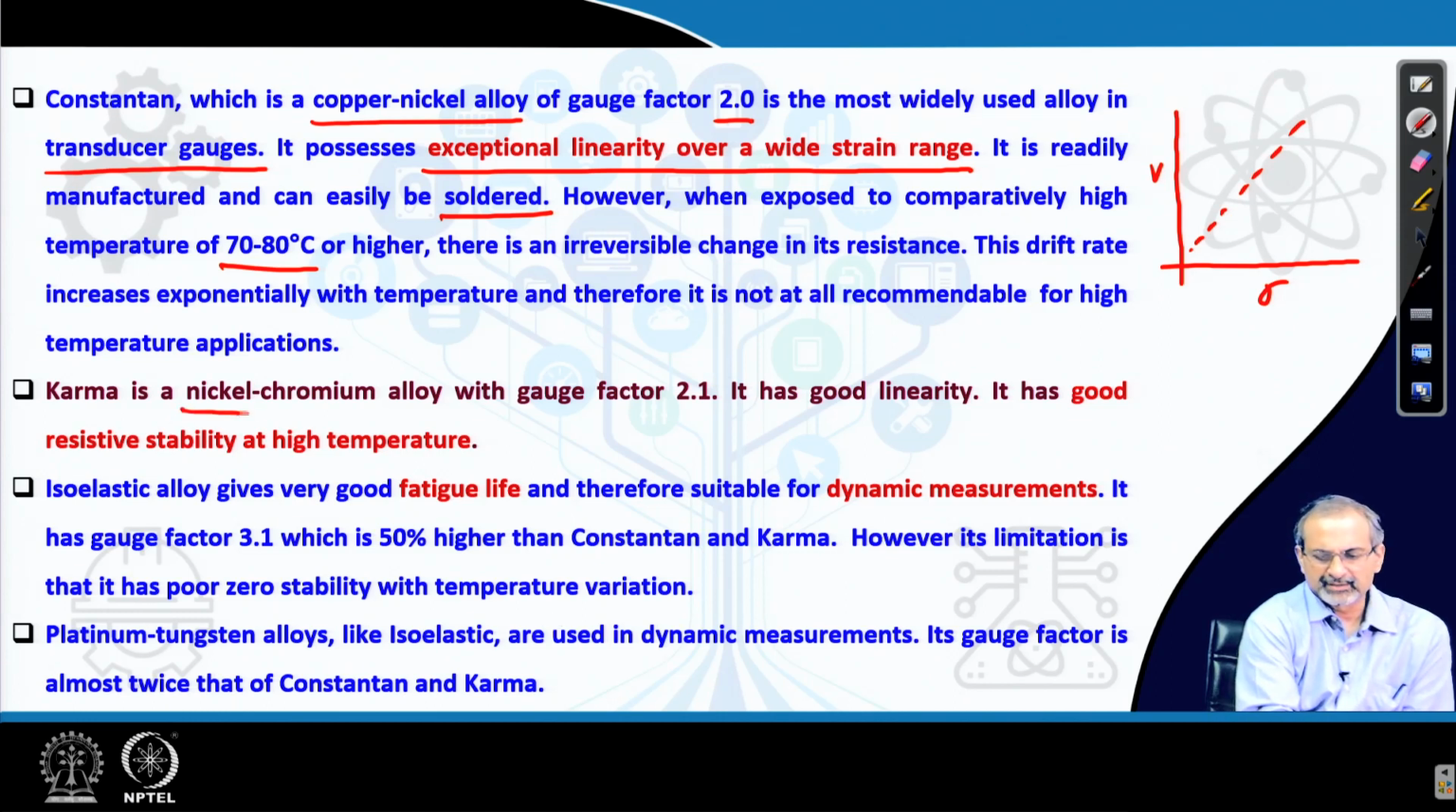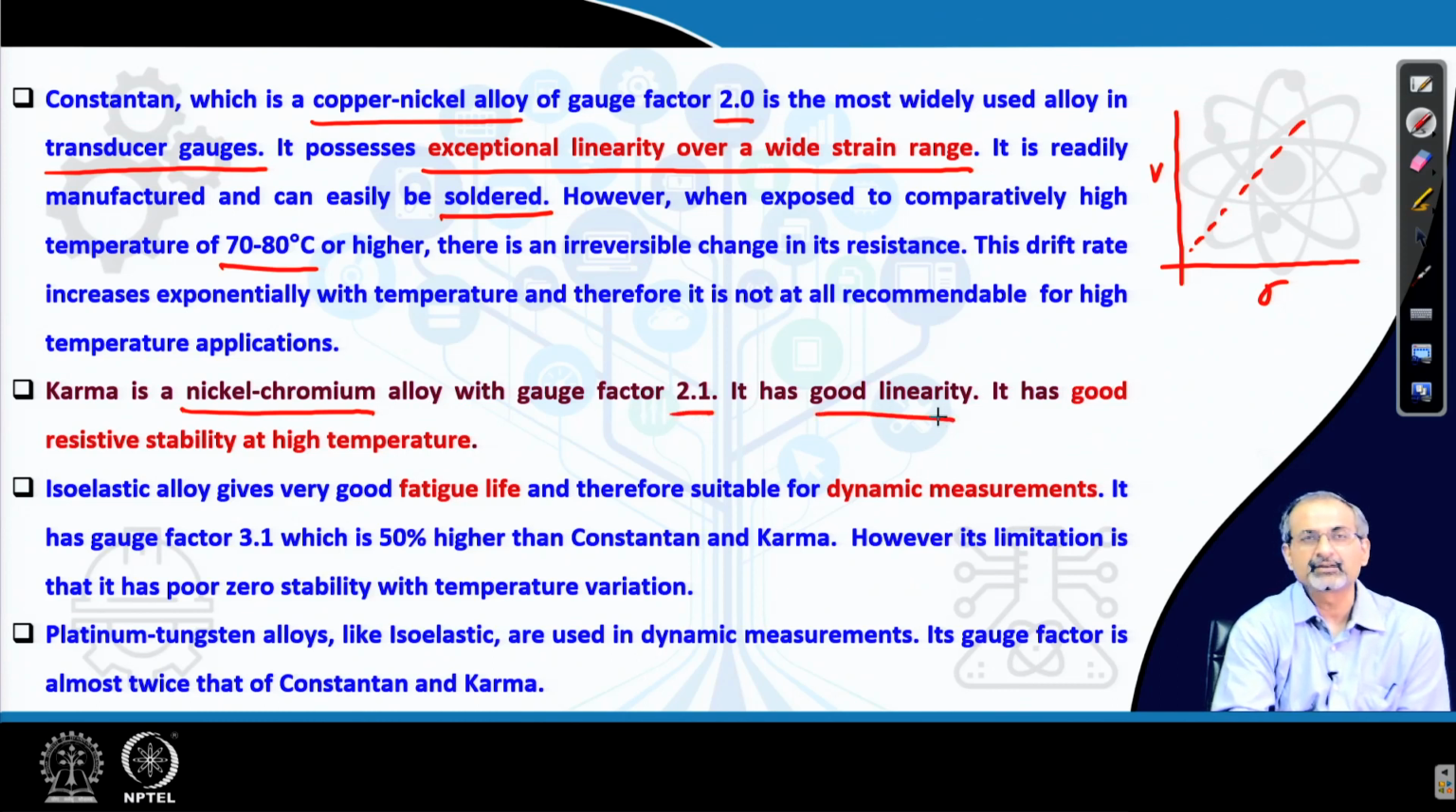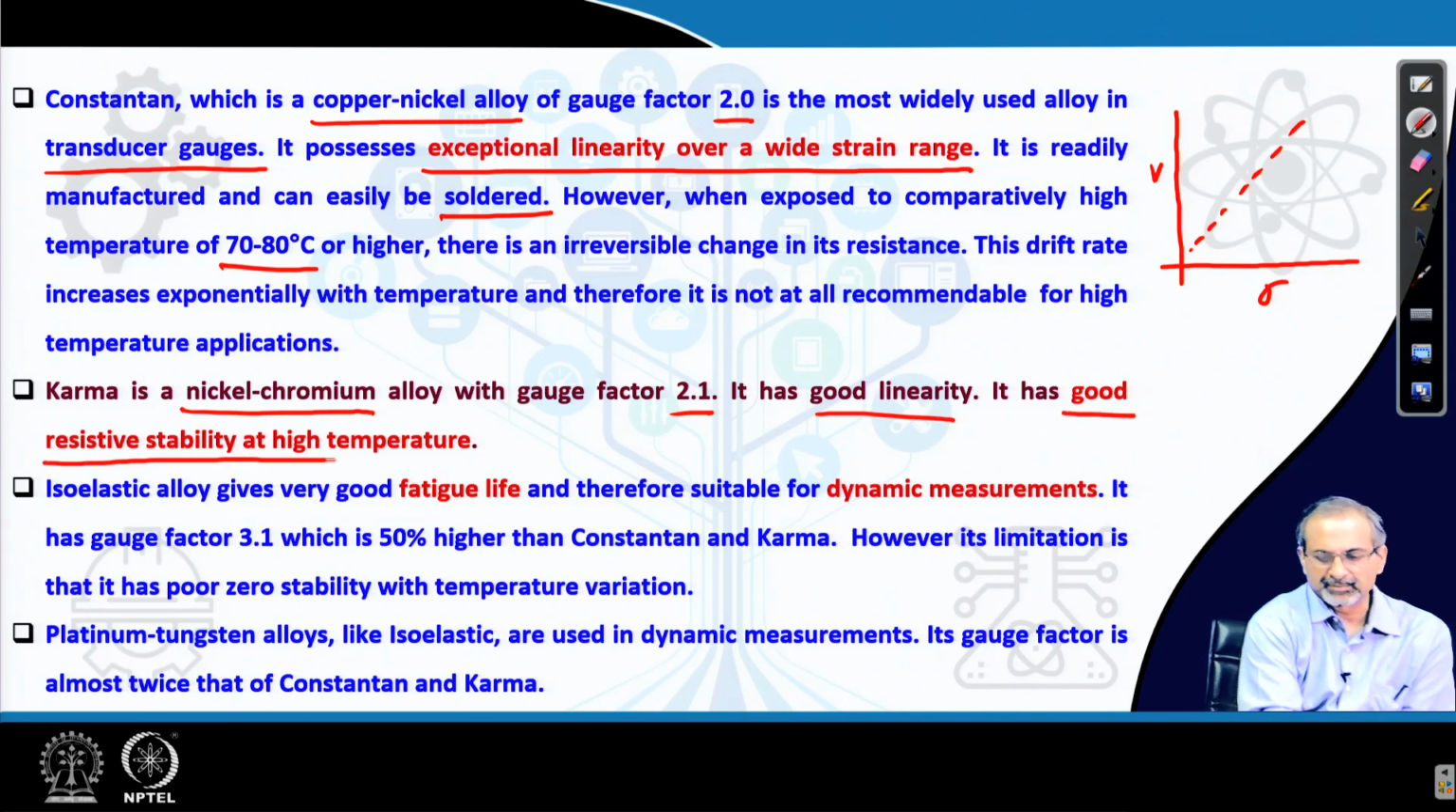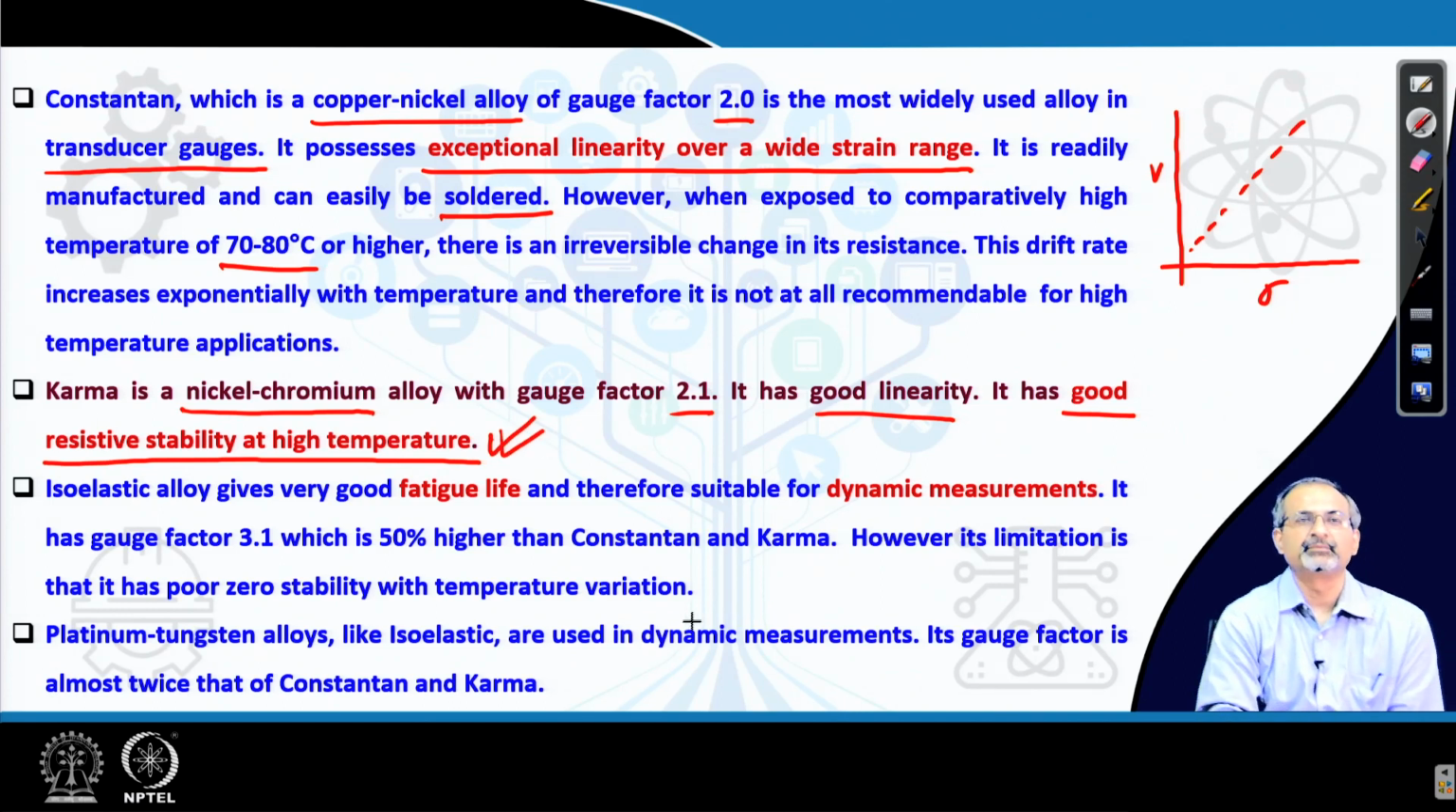What about Karma? It is a nickel chromium alloy with slightly better gauge factor, good linearity like Constantan, and it has good resistive stability at high temperature. Therefore, this is certainly a better choice for high temperature applications.